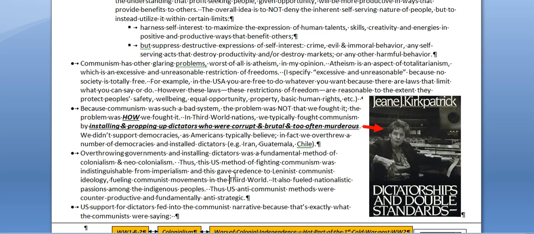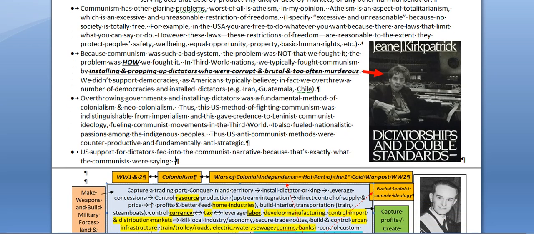So, now it gave credence. Basically, we're doing exactly what they said. So it gave credence to Leninist communist ideology, fueling communist movements in the Third World. It also fueled nationalistic passions amongst the indigenous peoples of the Third World. Thus, U.S. anti-communist methods were counterproductive and fundamentally anti-strategic. It made more problems than we had to fight. All right. Now, U.S. support for dictators fed into the communist narrative because that's exactly what the commies were saying. I mean, how stupid is that?